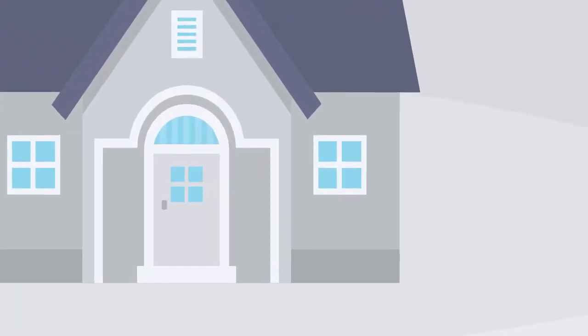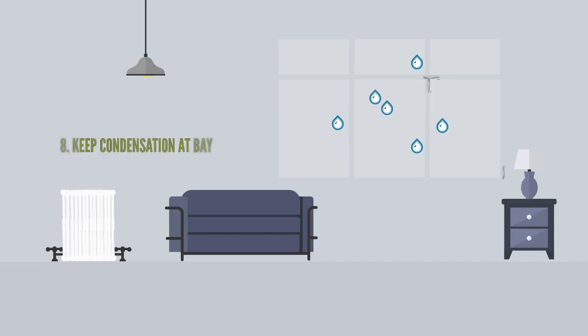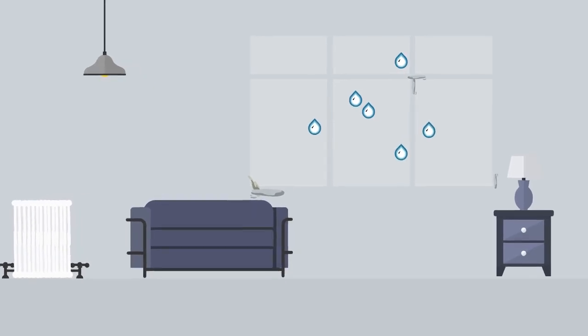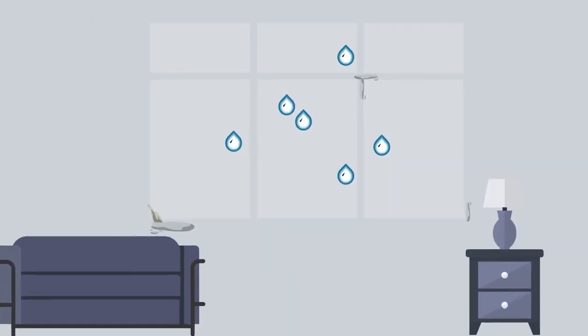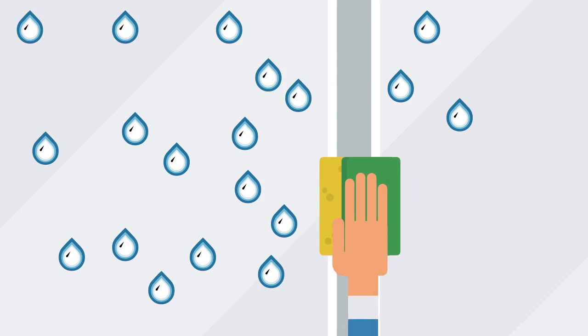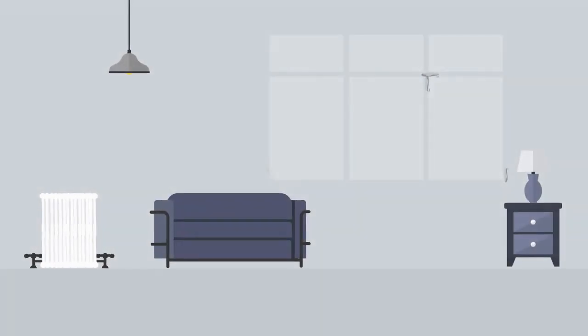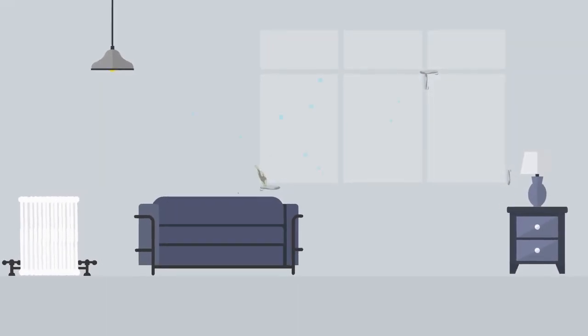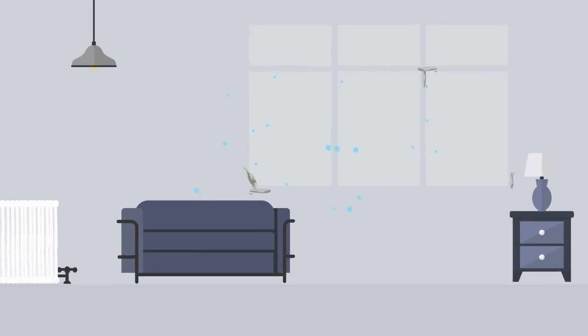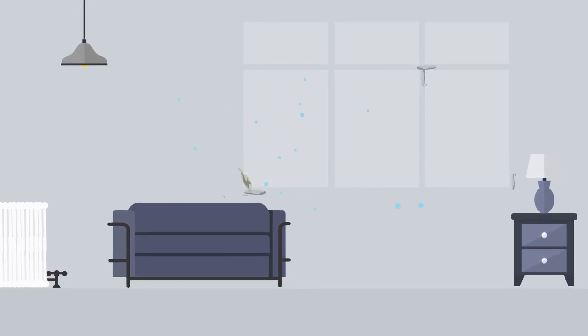Number 8. Keep condensation at bay. Many homes in the UK are affected by damp conditions, the most common of which is condensation. Condensation makes heating a home more difficult and expensive because damp surfaces and soft furnishings absorb more of the available heat from the air. Check out our short video on how to prevent condensation.